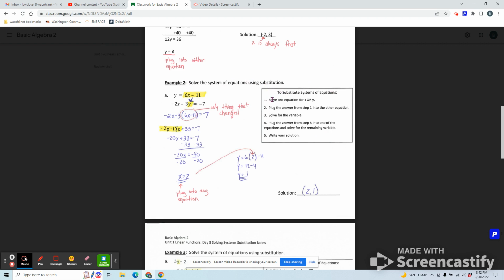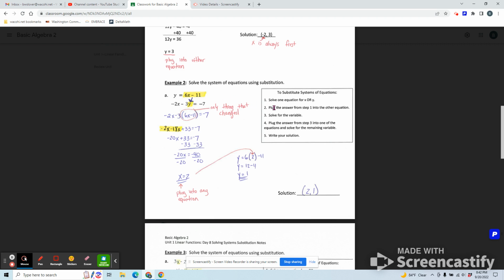Solve one equation for x or y. So if it's not solved for x or y, you need to do that. You want x by itself, or in this case, y all by itself, which just means y is on one side of the equal sign with a coefficient of 1, and everything else is on the other side of the equal sign.